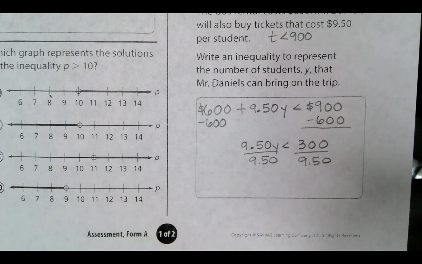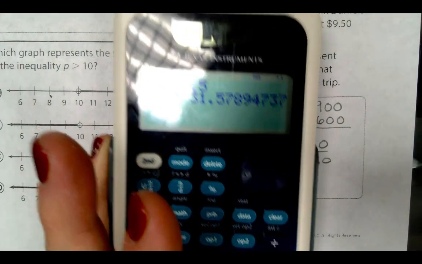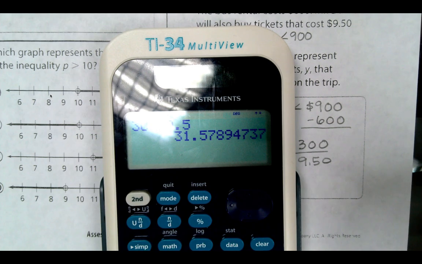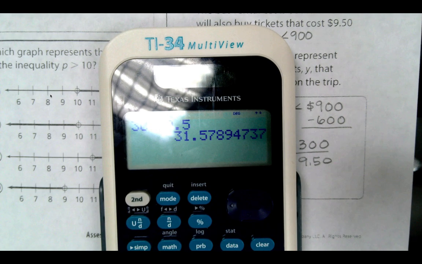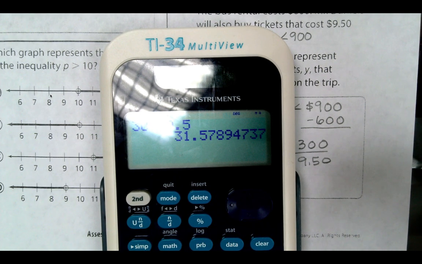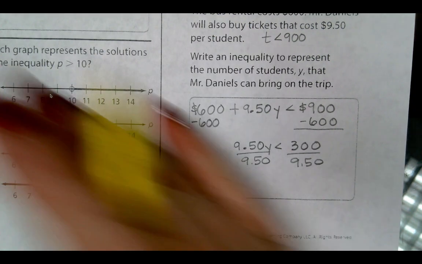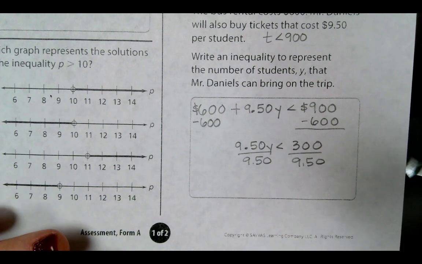It's 31. Here is my question. I have 31.57. How many students can I actually bring? 31. Why 31 and not 32? Are you going to split a kid in half and take them? Well, you know, that is pretty morbid. No, I'm kidding. So how many students can I bring?